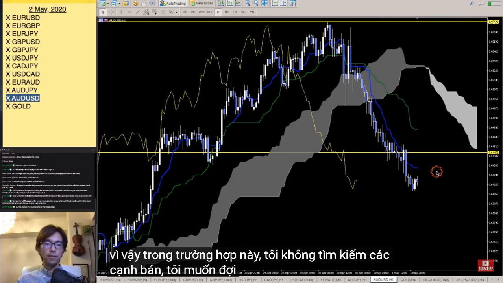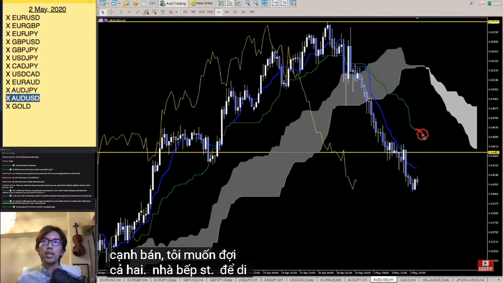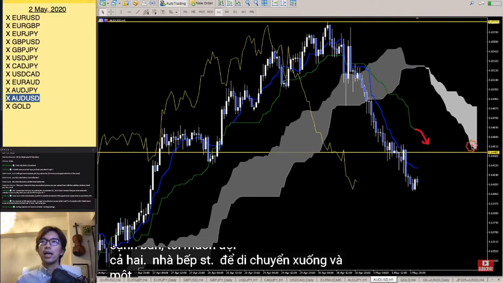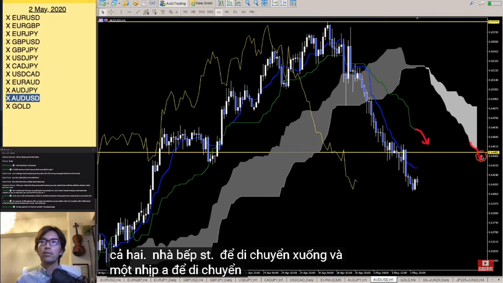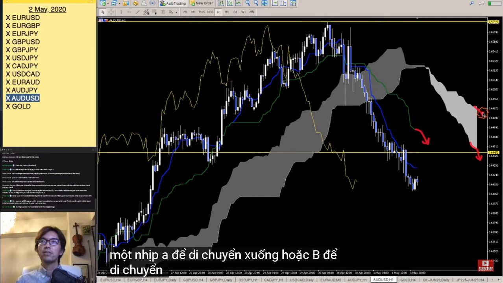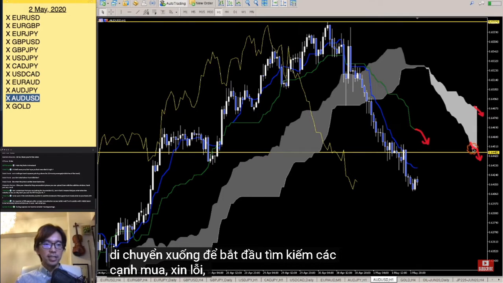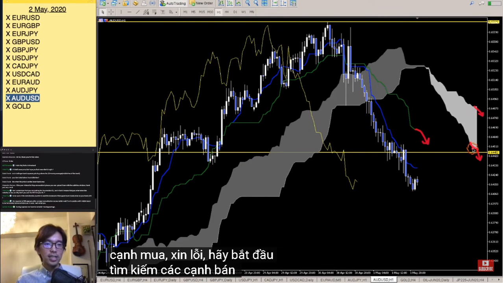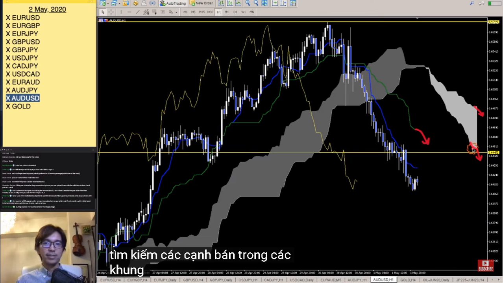I will rather wait for either Kijun-sen to move down and Senkou Span A to move down, or B to move down, to start to look for the buying setting edges. Start to look for the setting edges in smaller time frames.